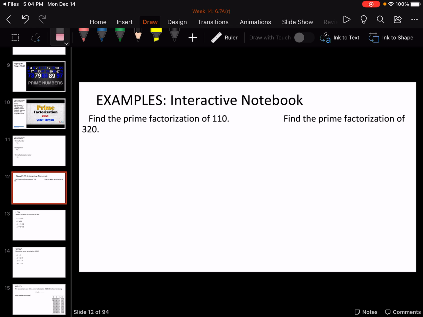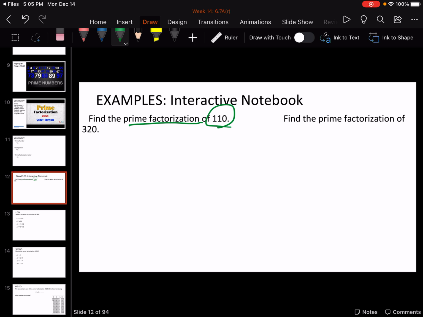Hey class, today we learned how to find the prime factorization of a composite number. There are two ways to solve this. First is to do it as a Christmas tree, and the second is to solve it using a birthday cake method. I'm going to show you both with these two examples here.